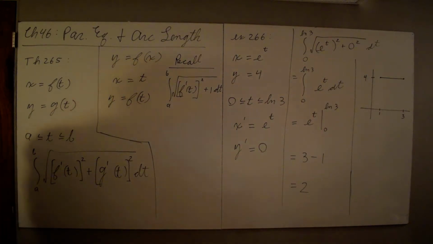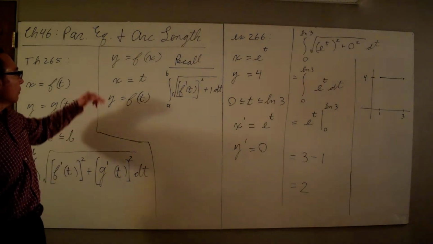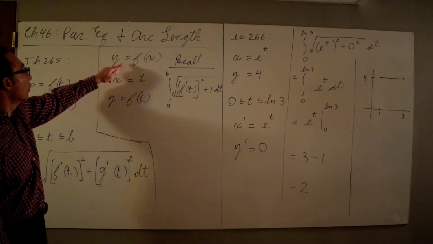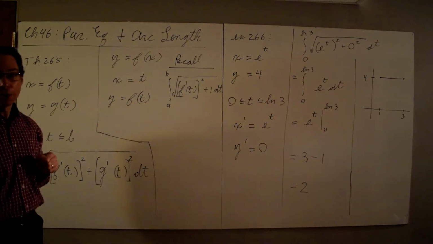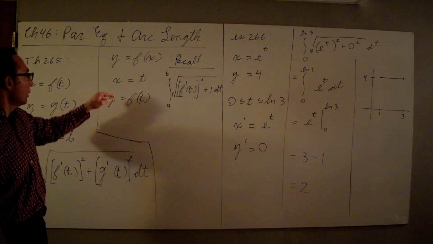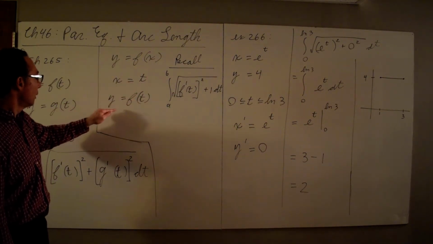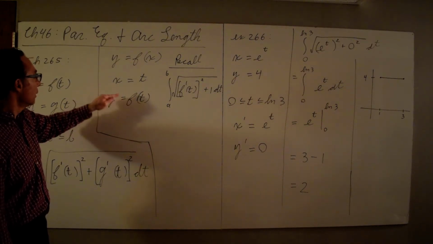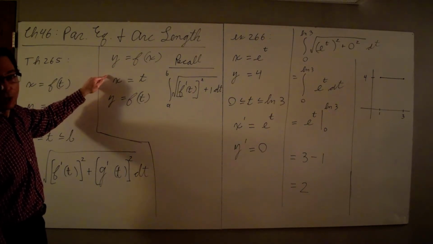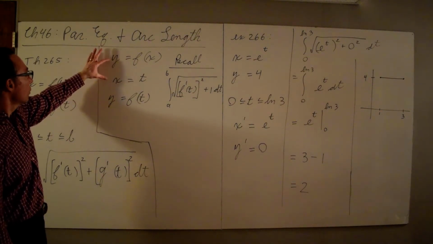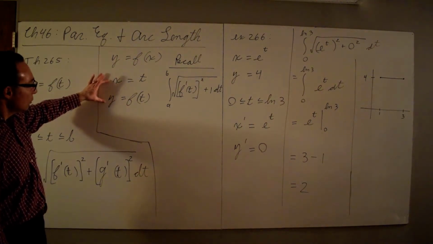I want you to keep something in mind. What if you just have a traditional function of one variable, y is equal to f of x? You can parameterize that. You let x be your parameter, t, and then y be f of t. And then the graph of this you can think of as a plane curve that's parameterized by these two equations.